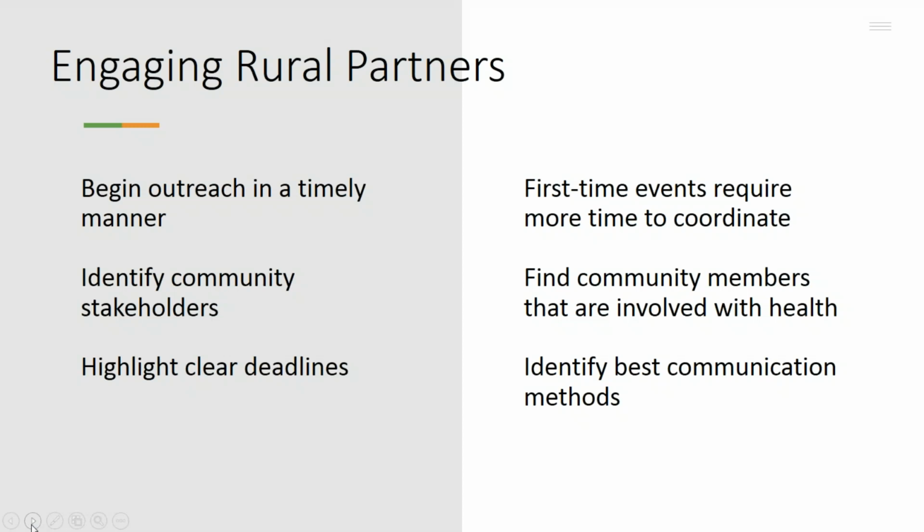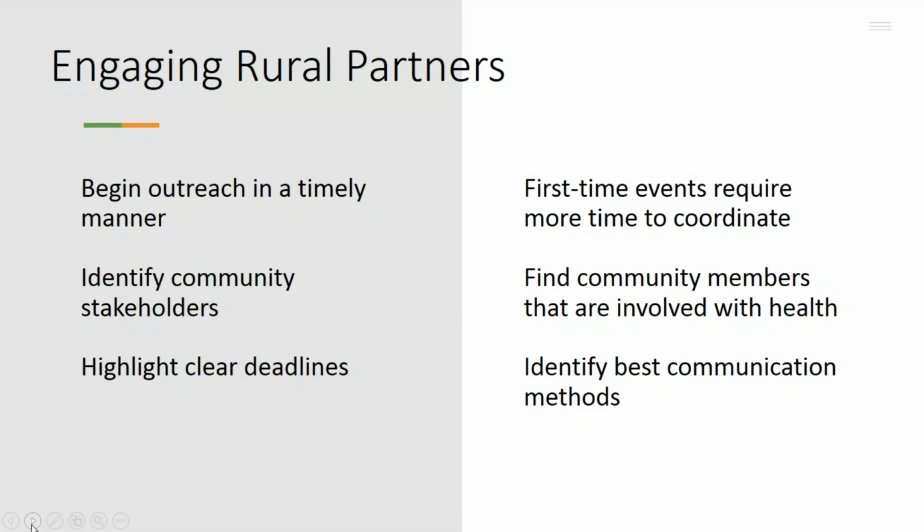One is to begin outreach in a timely manner. Oftentimes it does take time to coordinate first-time events, and it takes time to identify relevant community stakeholders. For us, we started this planning 4 months in advance, and that was a pretty good amount of time because it did take a little bit of an effort to identify the right event space, as well as getting the right people involved and marketing the event.